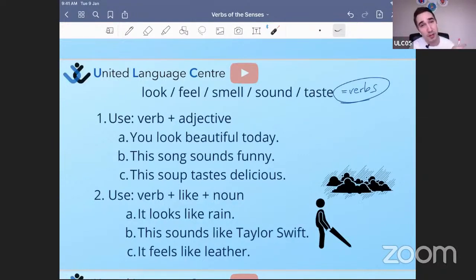Taylor Swift is playing on my music, right? So maybe you don't know that it's Taylor Swift. You're like, this sounds like Taylor Swift. They sound similar, right? So sounds like means it's similar. This sounds like Taylor Swift. Is it Taylor Swift? I'm not sure, right? Oh, this tastes like garlic, right? This tastes like garlic. This feels like leather, okay?